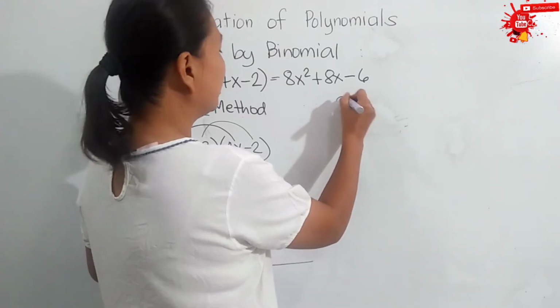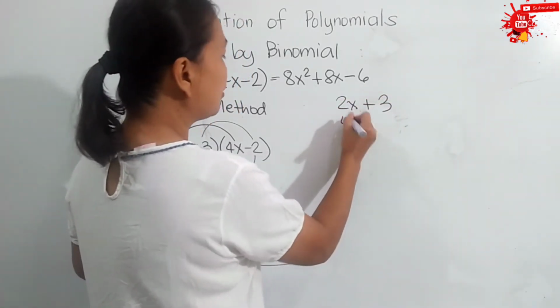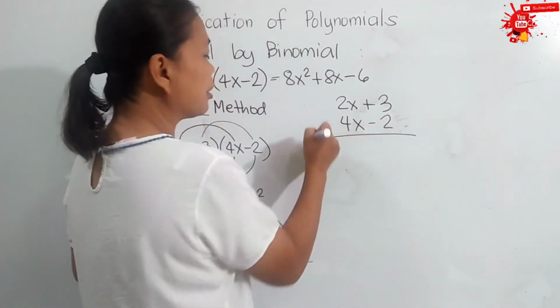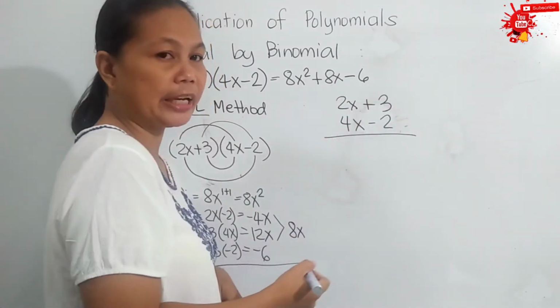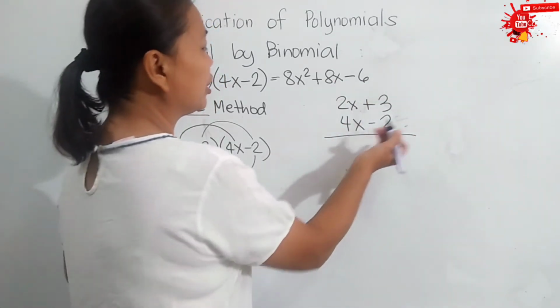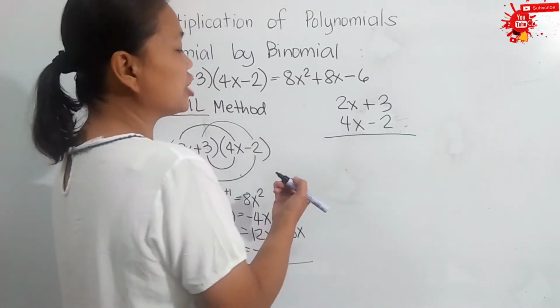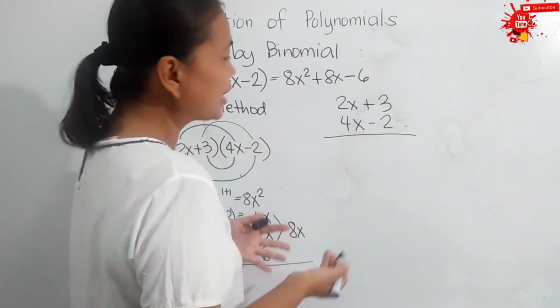So we have here 2x plus 3 times 4x minus 2. So no need to write x here for multiplication. So we just simply align it vertically, so that we will not be mistaken with the symbol for multiplication as the variable x. So now, let us multiply.